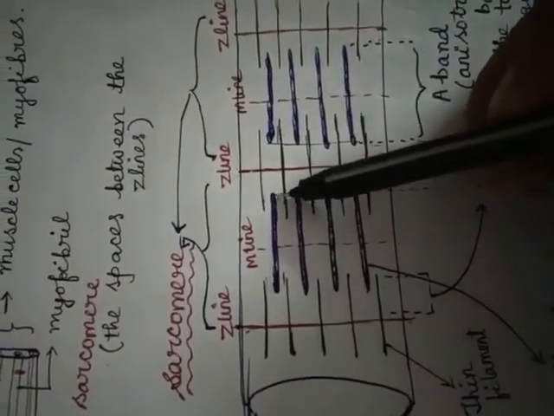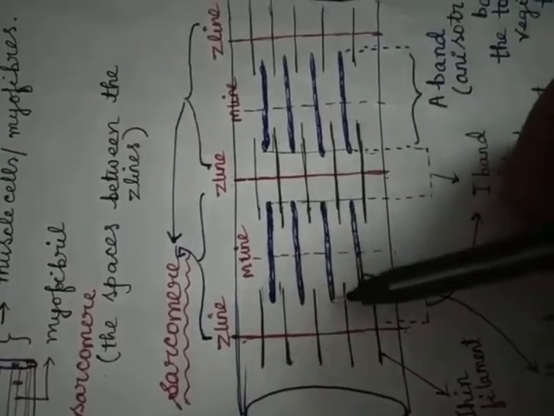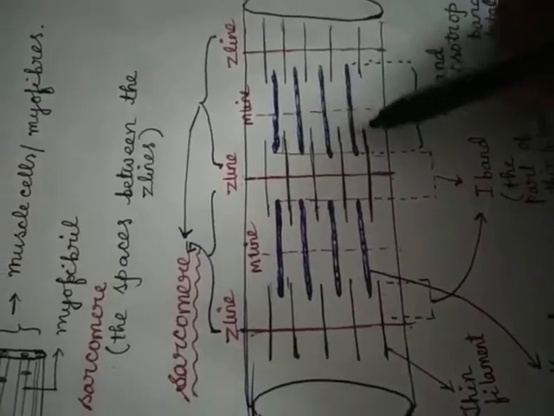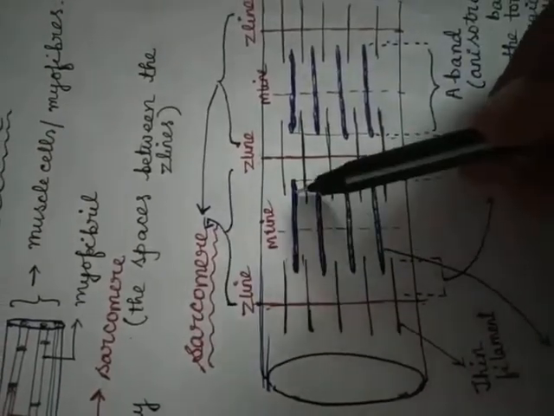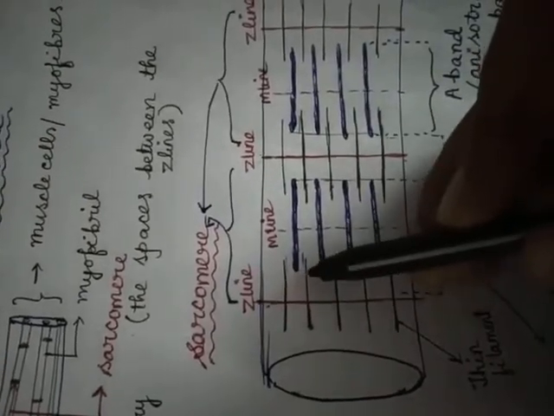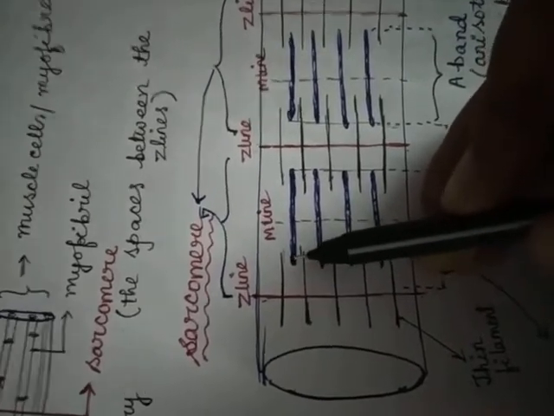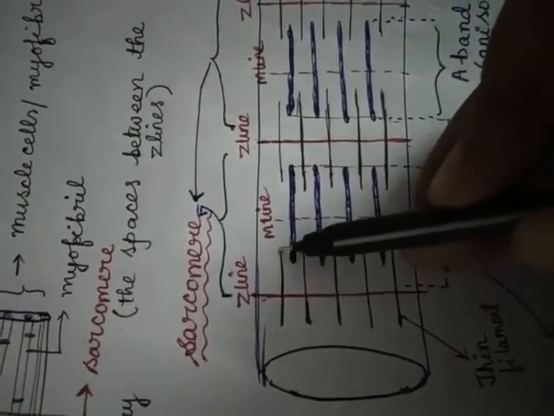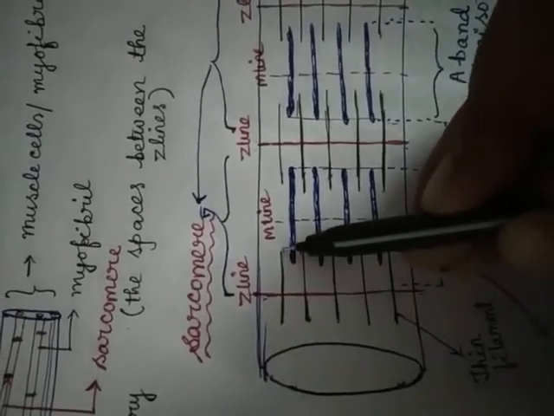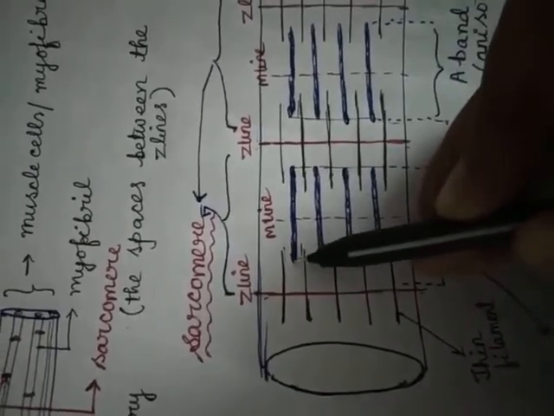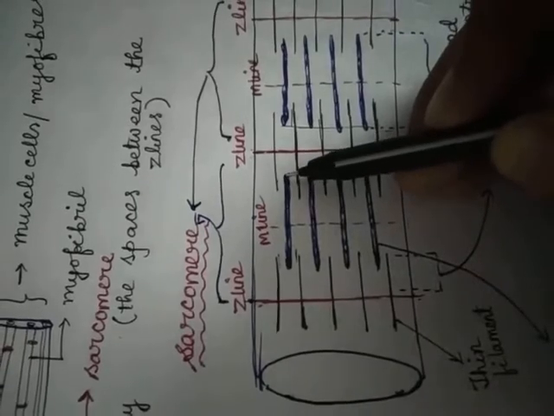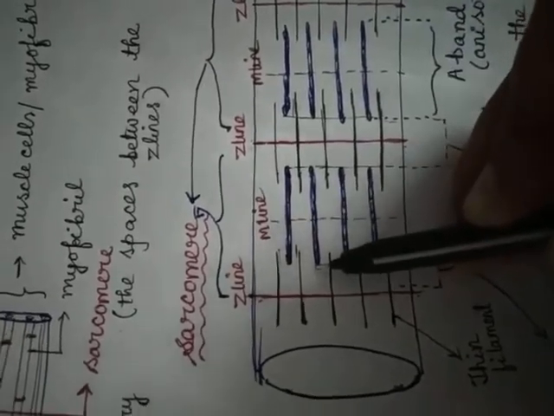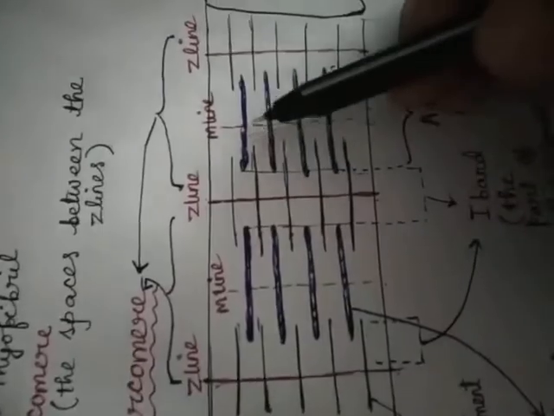See, these blue colored bands I have shown are the thick filaments. But see, some parts of these thick filaments are incorporated in the thin filament region. Up to this point, up to this region is the thin filament, but some part of the thick filament is incorporated here. Here also some part is incorporated. Here also some part of the thick filament is incorporated in the thin filament region.